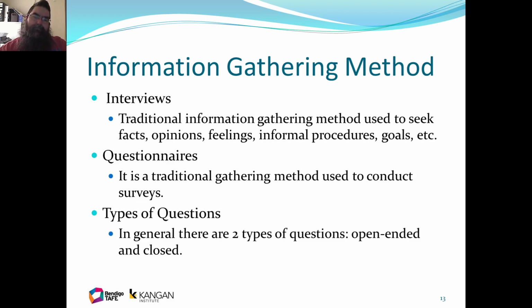So which method of gathering information is best for the organisation determines how you develop the questions and gain that information. So the normal ones are interviews, and then you've got questionnaires, i.e. surveys.